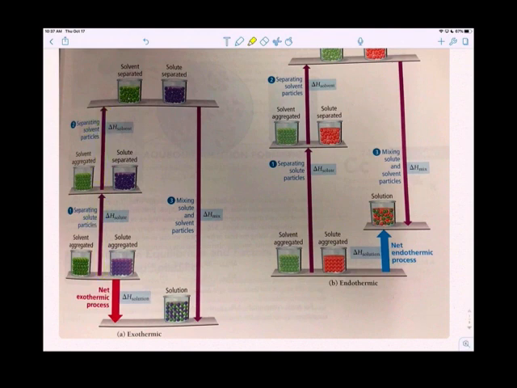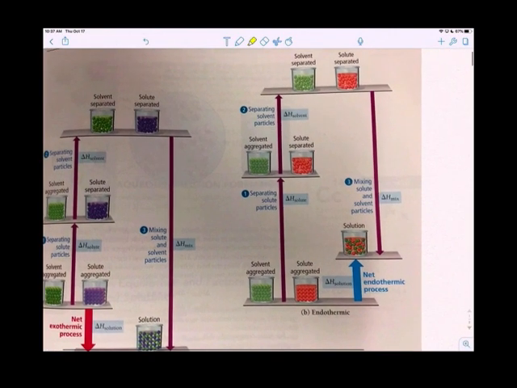They require energy. It's breaking apart the attractions between the solvent and the solute, and then when you mix them together, and this is the case where there's more attraction between the solvent and the solute than they have for each other, then this is an overall net exothermic process. And same thing for this case, except it's less than, and then you get an endothermic process.